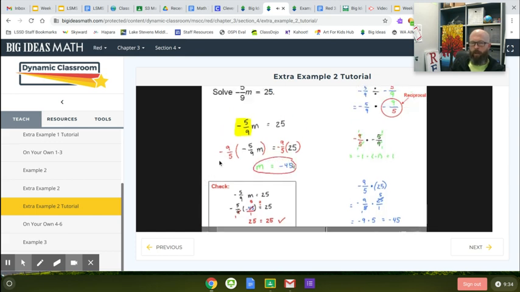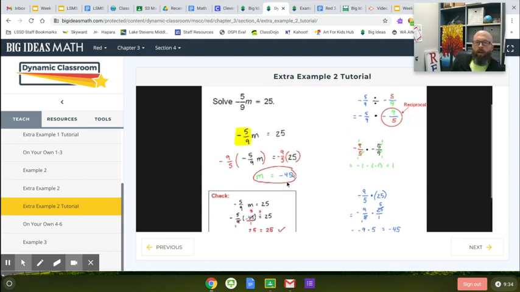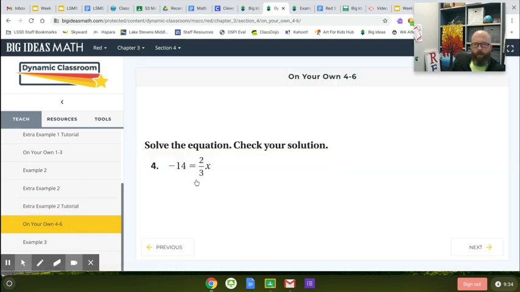All right, that's a long one, but you want to have all these steps in place so that you can solve them on your assignments. Let's try a few on your own here. All right, so we have negative 14 equals 2/3 x, negative 8/5 b equals 5, and 3/8 h equals negative 9. So try these on your own. Go ahead and 1, 2, 3, pause your video.